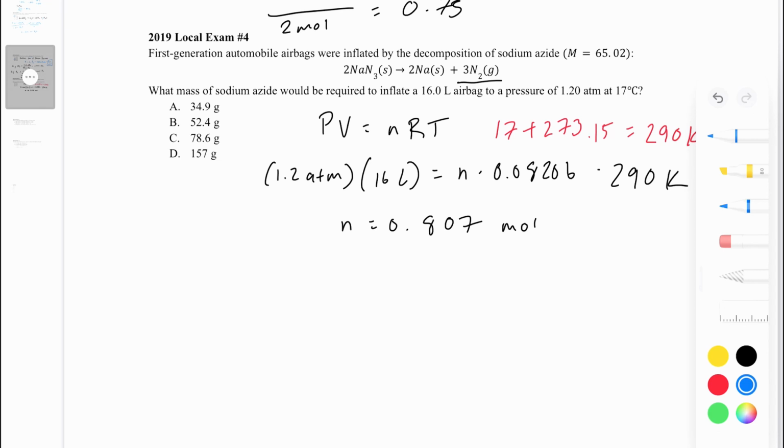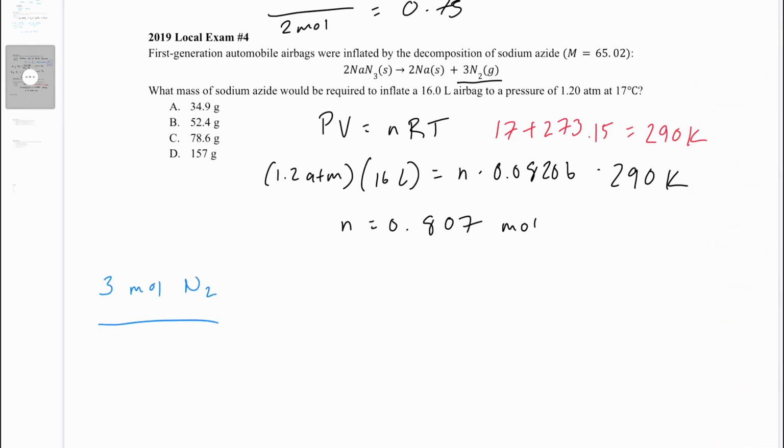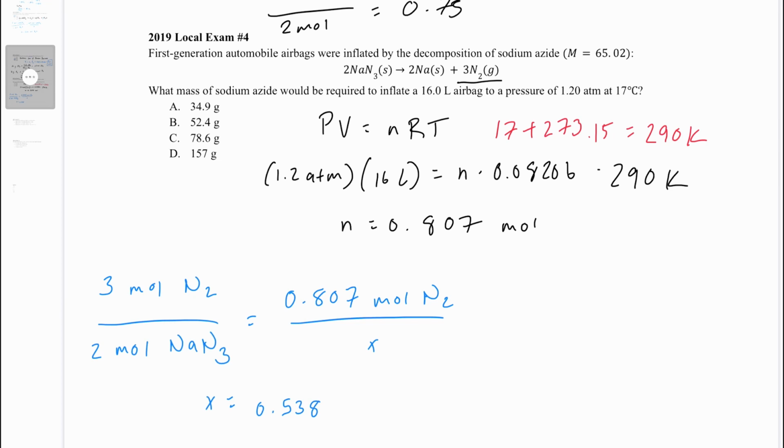So how do you relate the nitrogen to the sodium azide? Well, if you look at the chemical reaction, you're going to be producing 3 moles of nitrogen per every 2 moles of sodium azide that you use up. So if you're producing 0.807 moles of N2, how many moles of sodium azide are you going to need? If you do the math, you'll realize that it's 0.538 moles of sodium azide.